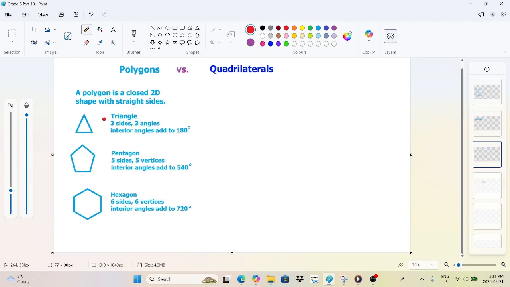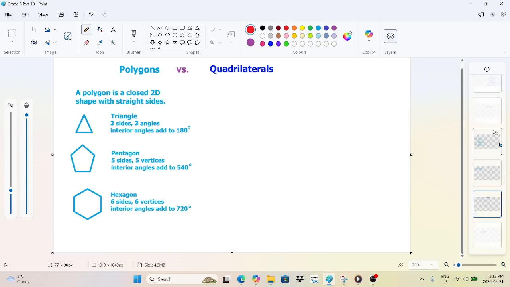Here's a triangle. It has three sides, three angles, and the interior angles add to 180 degrees. Here's a pentagon. Five sides, five vertices, and that means five angles, and the interior angles add to 540 degrees. Here's a hexagon. This has six sides, six vertices, so six angles, and the interior angles add to 720 degrees.